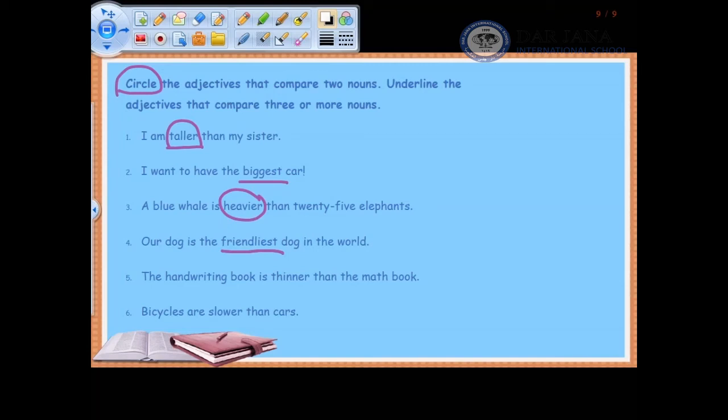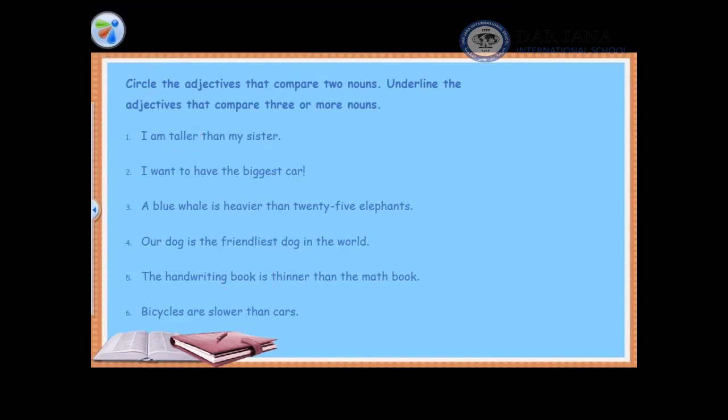Number 5, the handwriting book is thinner than the math book. Thinner is an adjective that compares between two objects. Number 6, bicycles are slower than cars. Slower than compares between two objects. Let's move on.